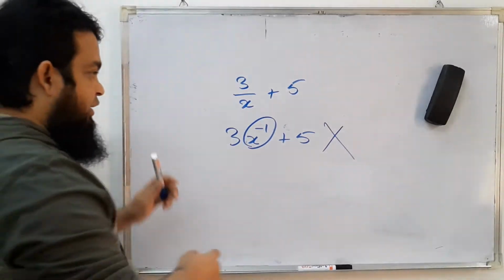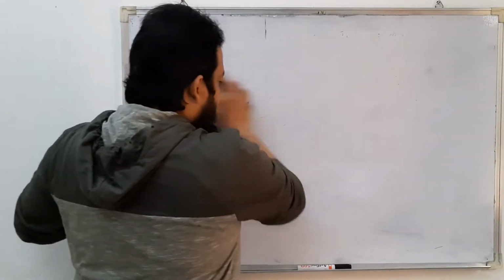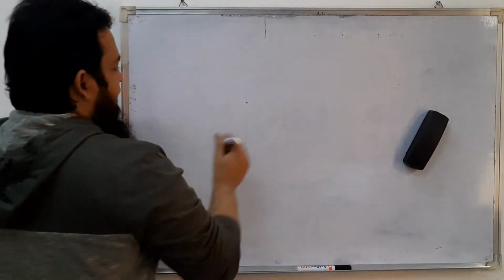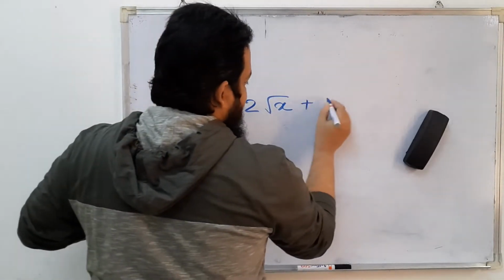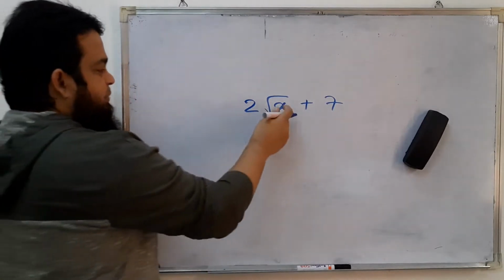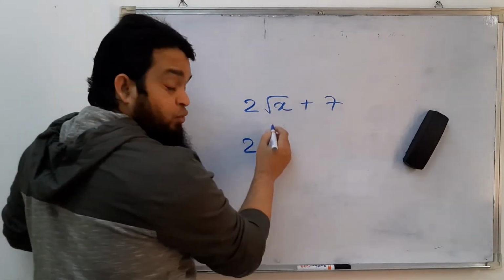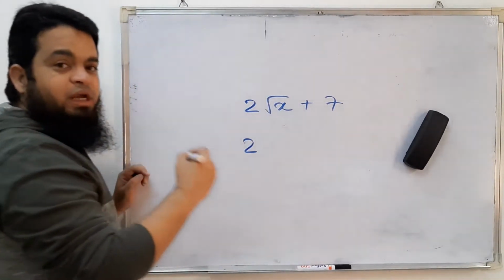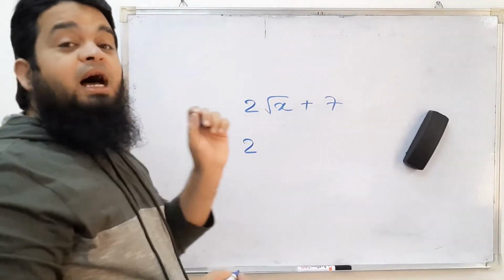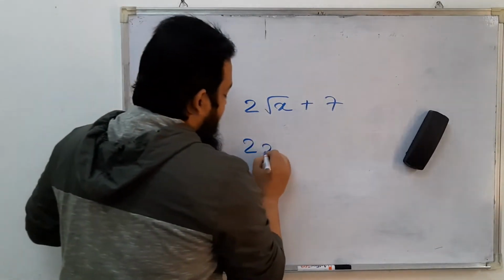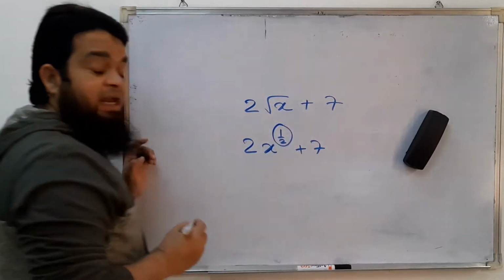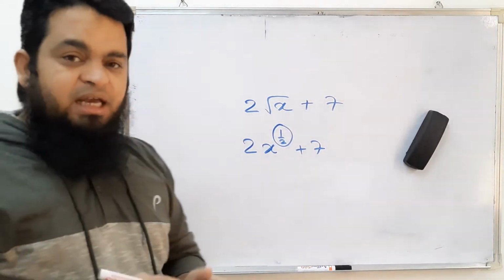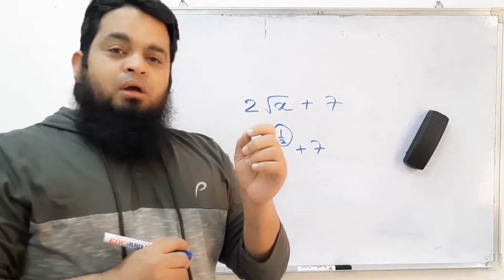Got it? Very good. In the same way, take 2 root x plus 7. What is the power of x? We have already studied that square root is nothing but the power half. So x to the power half, 1 by 2, plus 7. Here the variable has an exponent that is a fraction.